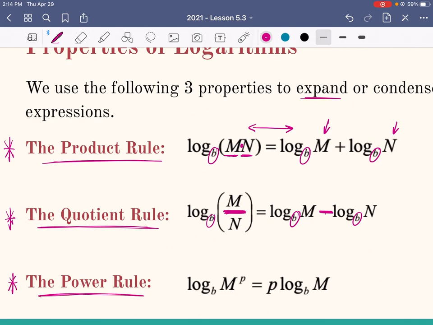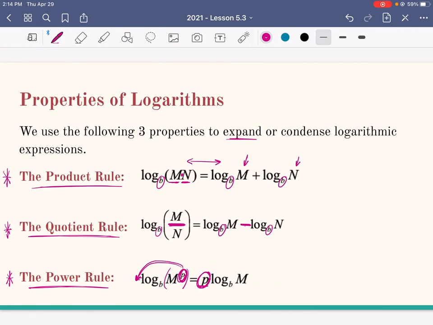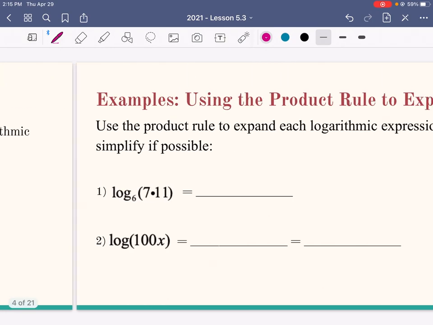So whenever you have log base b of some number m to the power of some other number p, we can rewrite that and take that power, that exponent, and multiply it out in front of the entire expression. Okay, so you can move this exponent out in front to multiply times the whole thing, or vice versa. All right, so once you've gotten these copied down, then we're going to go ahead and apply them.